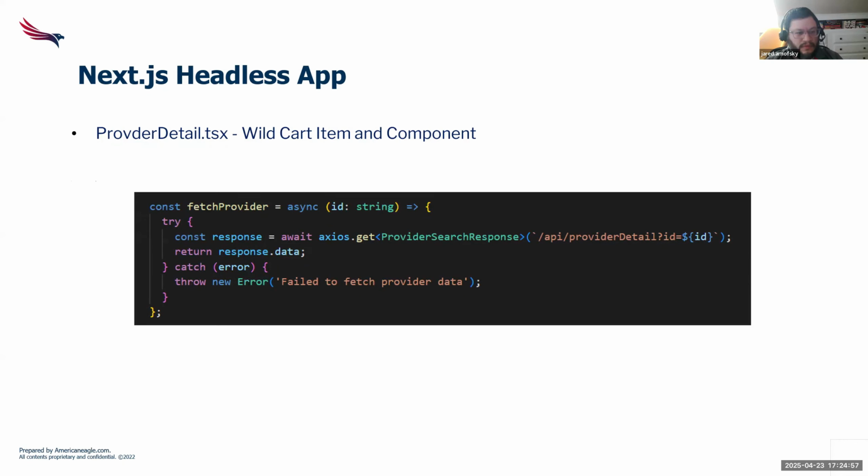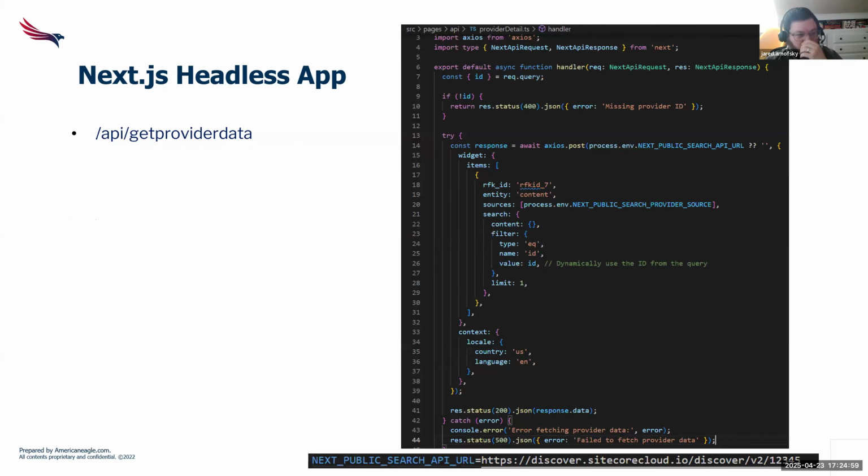in the get provider data API that we just referenced, you can see on line 14, this is our query to Sitecore search. So it's a simple post.